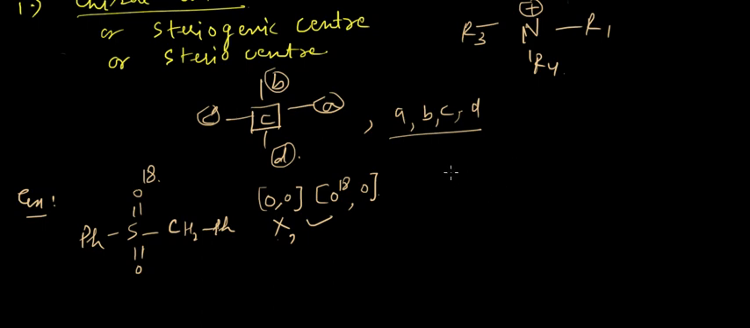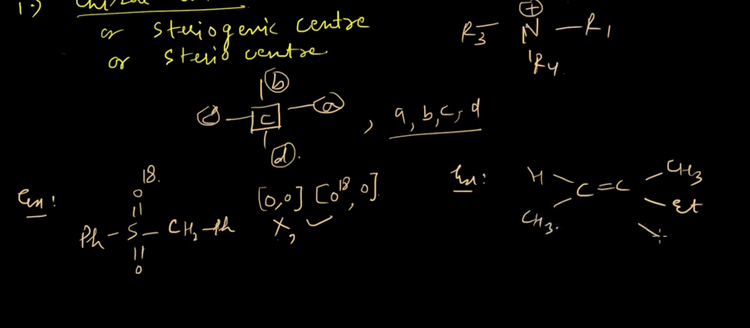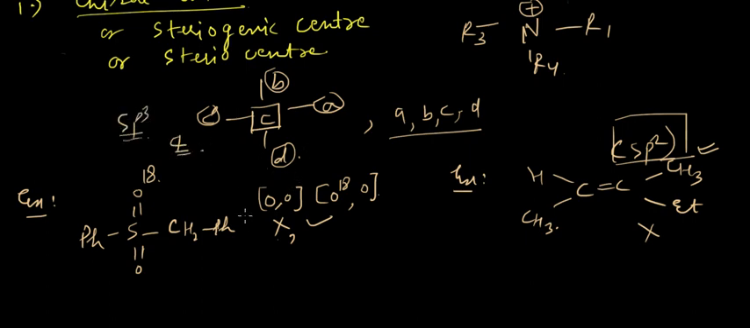Let's look at this example. Is this a chiral center? No. Why? Because it is sp2 hybridized. I mentioned that a chiral center has four valencies, or sp3 hybridization.